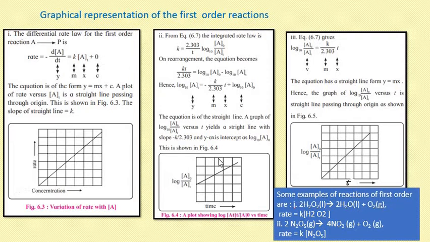Again, if we are plotting a graph between log A0 upon At against time, because c got some value here, that is log base 10 A0, that is why a straight line has come, but it has not come from the origin. And if we are plotting a graph between log A0 upon At against time, we would be getting a straight line arising from 0, because your c value is 0. There are some examples of first order reactions like decomposition of hydrogen peroxide or decomposition of nitrogen pentaoxide.